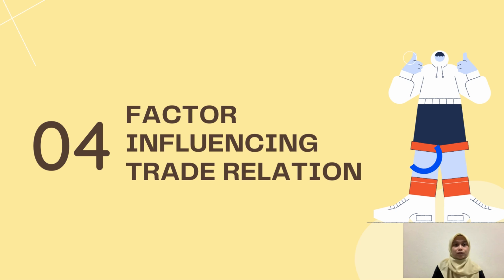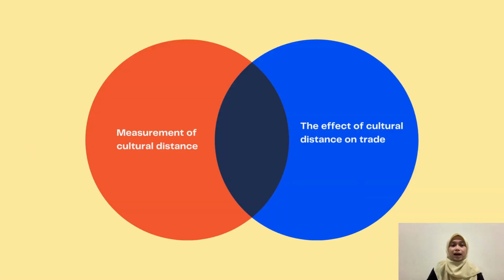Next slide, which is the factors influencing trade. Two factors: the measurement of cultural distance and the effect of cultural distance on trade. First, the measure of cultural distance, which uses variables to construct a measure of culture: trust, respect, control, and obedience. Trust is the percentage of respondents who agree that most people can be trusted.